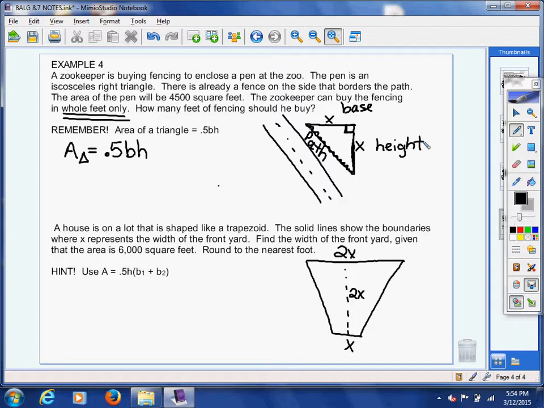Now we know the area. They gave that to us as 4,500 square feet. And so we need to set that equal to 0.5 times x times x. Now x times x is x squared. So this is really 0.5 times x squared. And so this is a perfect setup to use the square root property. We have our squared variable on one side and our constant number on the other. Almost, we need to move the 0.5 over to the other side.